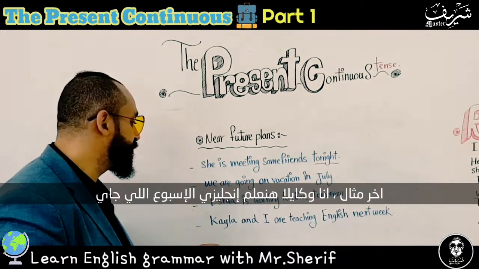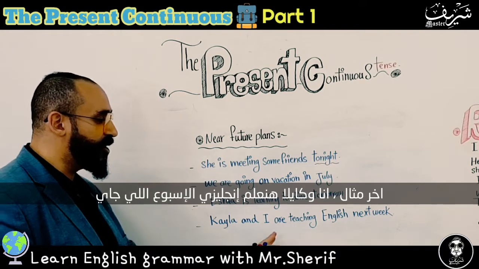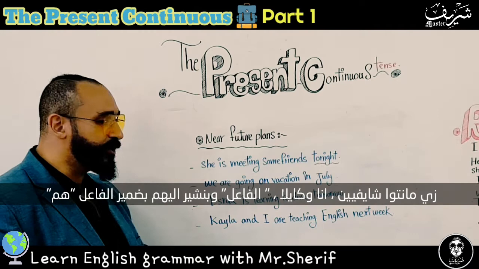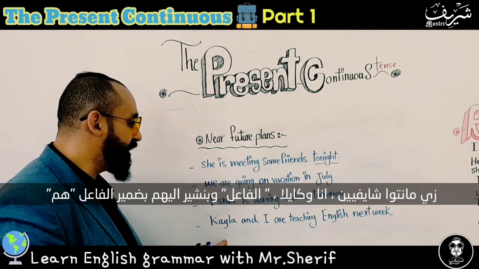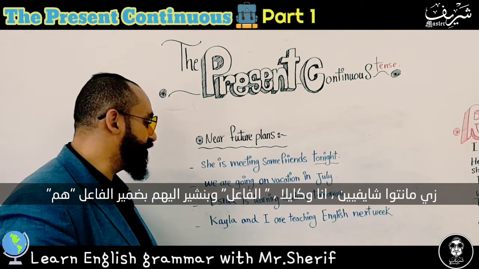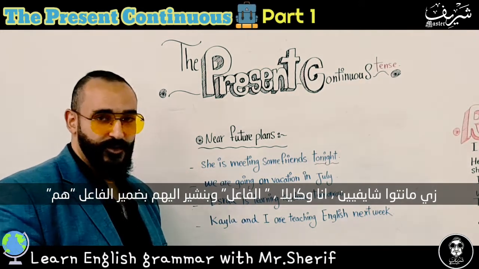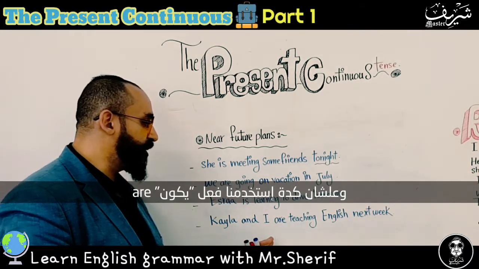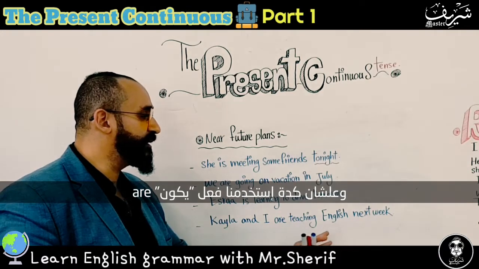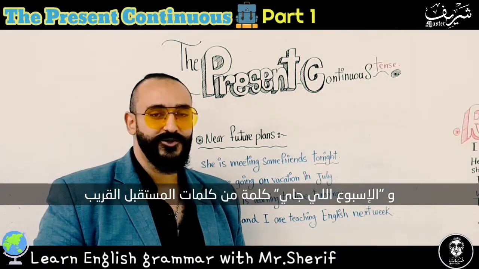For the last example that we have here, Kayla and I are teaching English next week. So from the word that we have here, as you can see, Kayla and I, these are the subjects, and we can refer to them by they, and this is the proper subject pronoun. And so Kayla and I are, and are is the proper be verb, teaching English next week. So next week is the near future word.